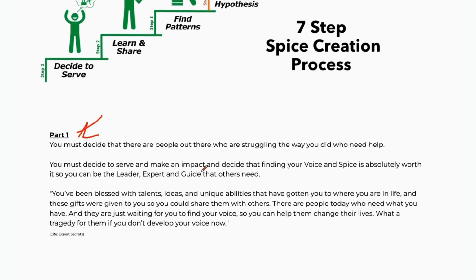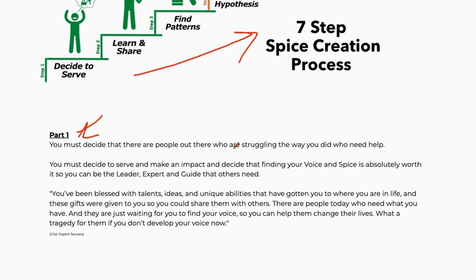Part number 1 is all about going out there and deciding, knowing that there are people out there who are struggling, that you, yes, you specifically, are capable and willing to help them, okay? And this is really challenging when you're getting started in the beginning, because you might be struggling with things like imposter syndrome and all of that stuff. But like I said, throughout this entire 7-step framework, you're going to learn to get out of your own way for that.